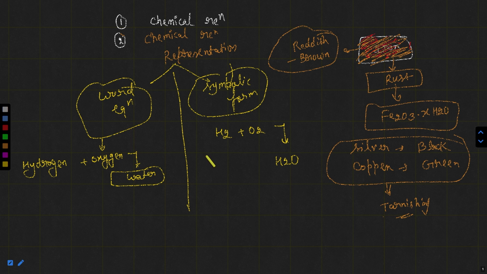A complete balanced chemical equation in symbolic form is more informative because it provides information regarding what amount of reactants react to give how much amount of products. Suppose x amount of reactants react to give y amount of products. So this is a very clarified equation. In the symbolic form, if I balance this, you have to put 2 here and 2 here. Now this equation is completely balanced.